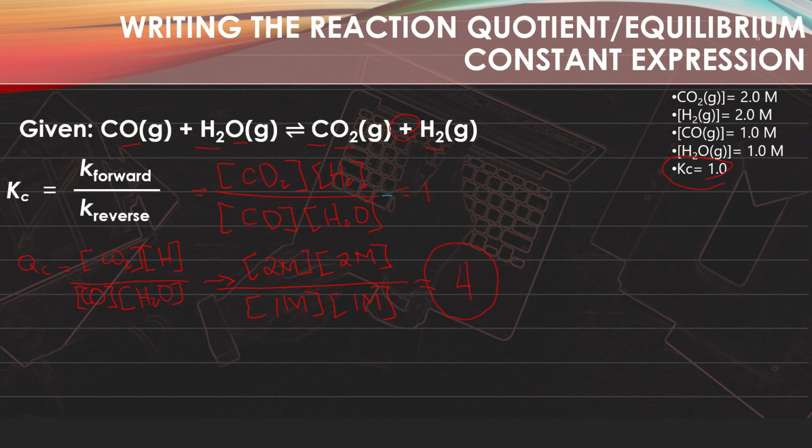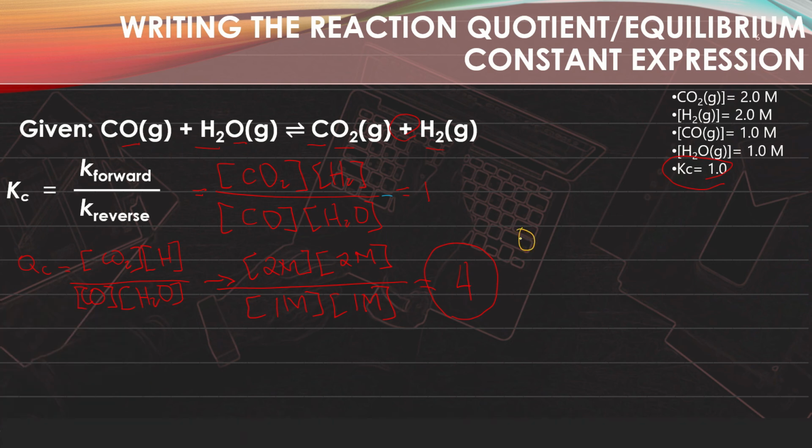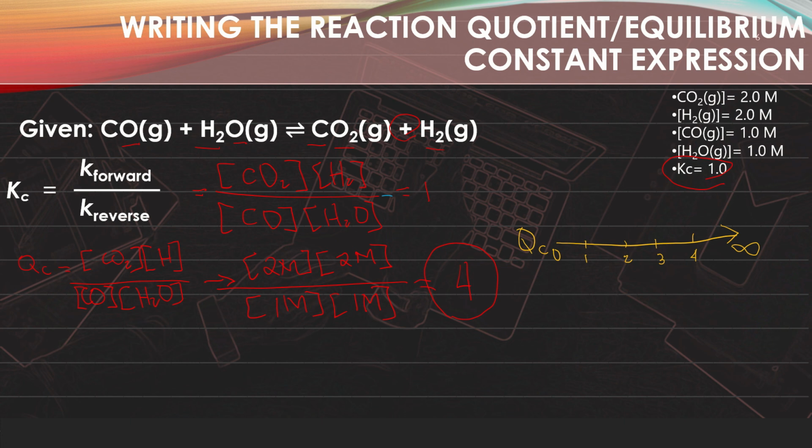Now, ano ang ibig sabihin yan? Remember our graph again? So, our point of reference is QC, or the reaction quotient. This is 0, this is infinity. Now, since ang value natin ay maliliit lang, 1 and 4, we can write it down as 1, 2, 3, 4. Next, our KC is at 1. So, nandito yung ating KC. Ang ating QC ay 4.